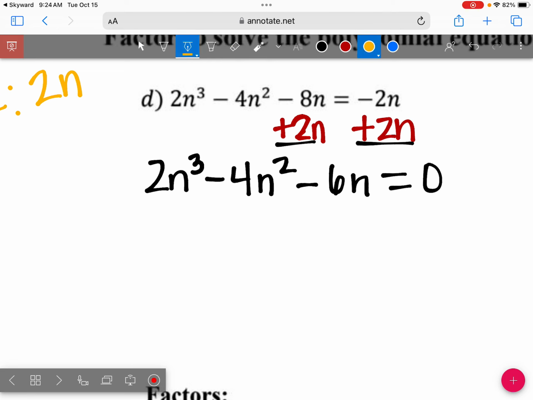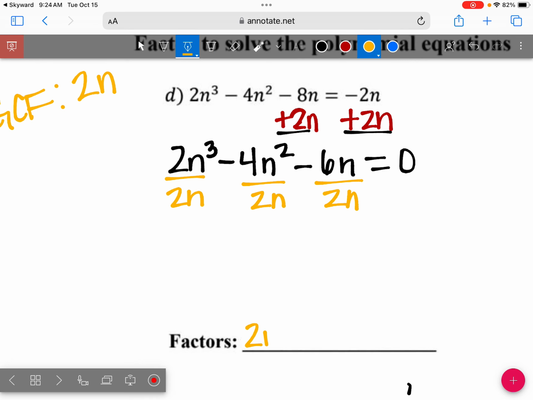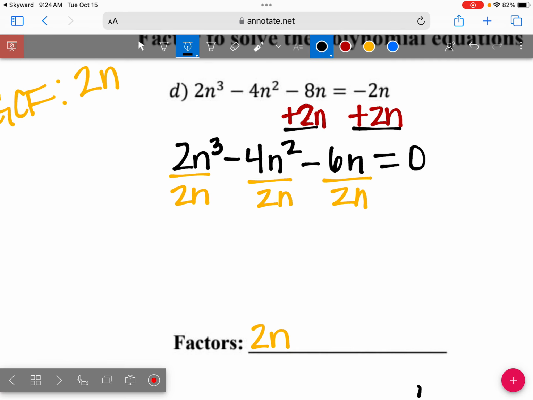So I'm going to divide every single term by my GCF. So I'm going to put a 2n. That's my first factor. So I'm dividing the numbers, subtracting my exponents. So that would be n squared minus 2n minus 3.